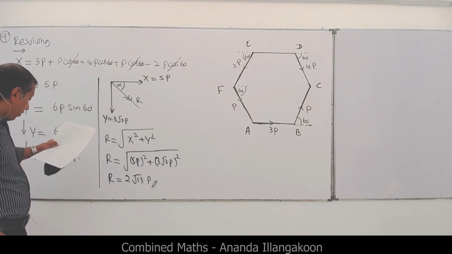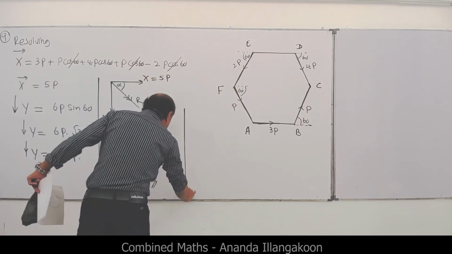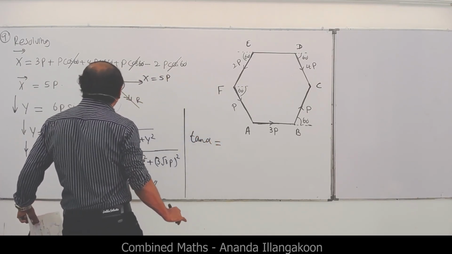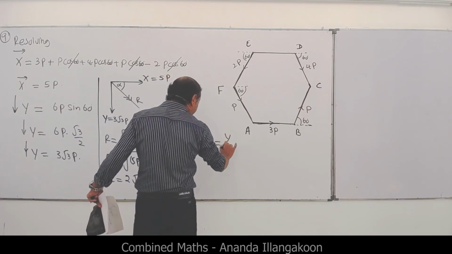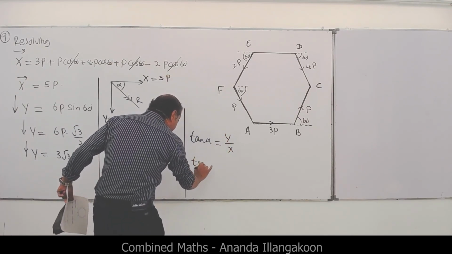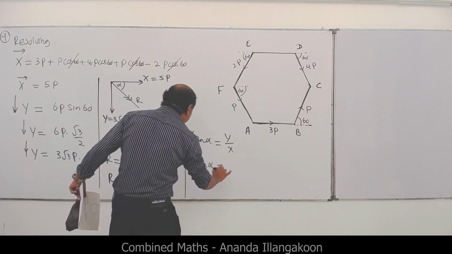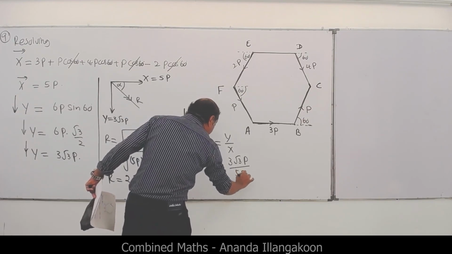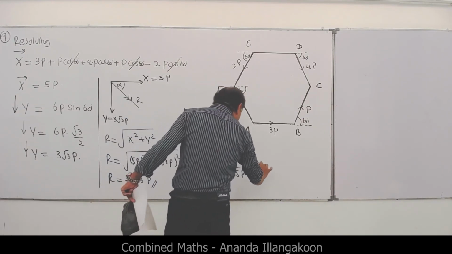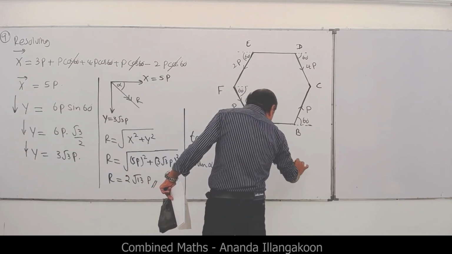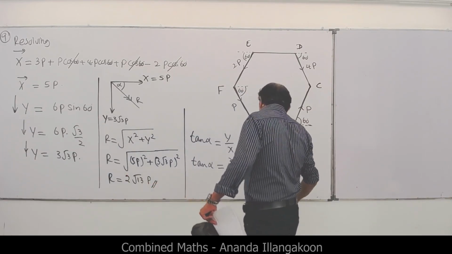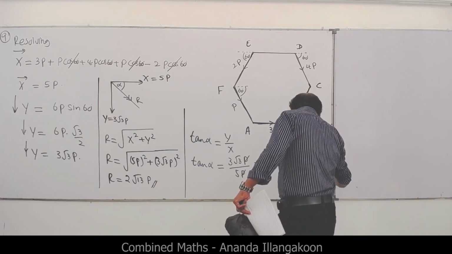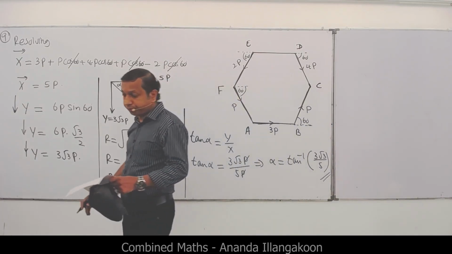And also, for this angle alpha, we can write tan alpha is equal to y by x, no? Y divided by x. Tan alpha: y means 3 root 3p, x is 5p. These two can cancel down. This gives us alpha equals tan inverse of 3 root 3 divided by 5. This way we get alpha. Correct, no?